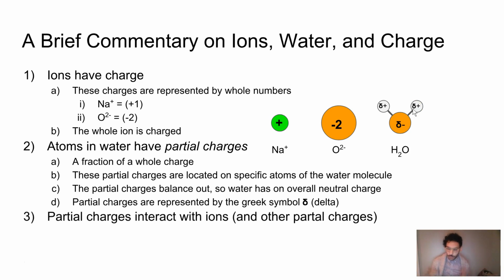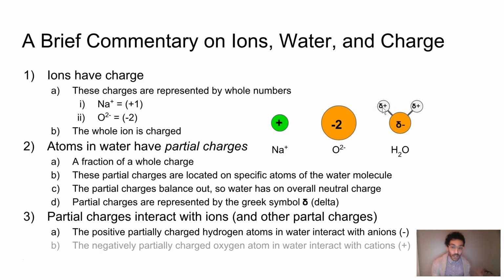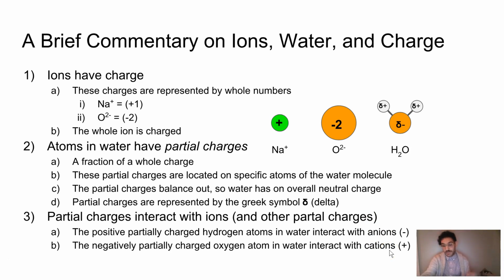Neat stuff. These partial charges can interact with ions and other partial charges, and that's what lets water do some of the wicked cool stuff that it can do. The hydrogen atoms in water can interact with negatively charged anions. There would be some attraction between them because, as we know, opposites attract. On the opposite side, we've got our oxygen with a partial negative. This oxygen and sodium could happily interact, as well as this oxygen and other cations. This partial negative is going to be attracted to positive charges because opposites attract.